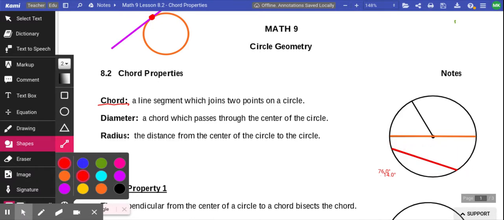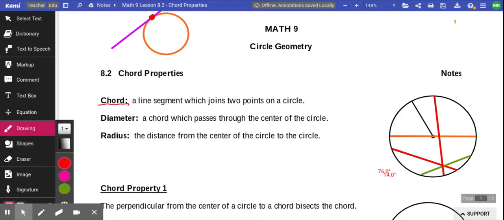So you could draw infinite chords, right? I could draw one right here. I could draw one way over here. Right? These are all chords because they all go from one side of the circle to another side of the circle. Awesome.